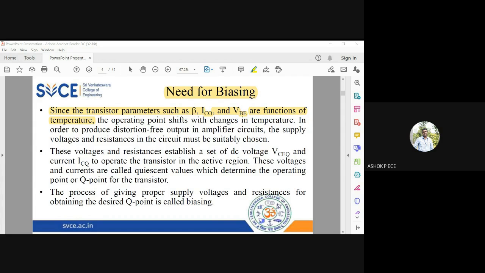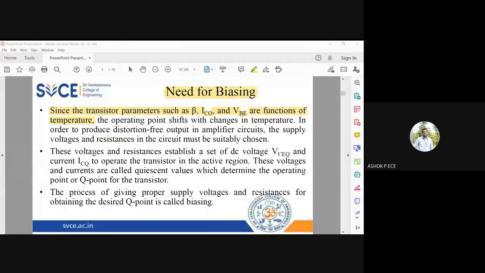Next one, IC naught. Can anybody say what is IC naught? IC, we know, is collector current. Whenever we put the additional O with that, what does that mean? Can anybody say what is IC naught? IC is collector current. So what is IC naught? Zero collector voltage. No. Reverse saturation current? Yes, the same thing we have seen in the diode, right?